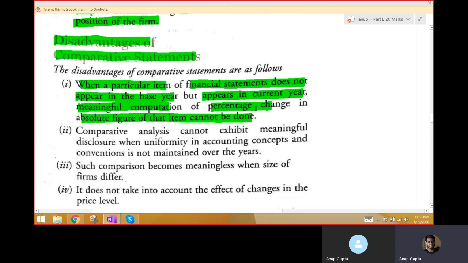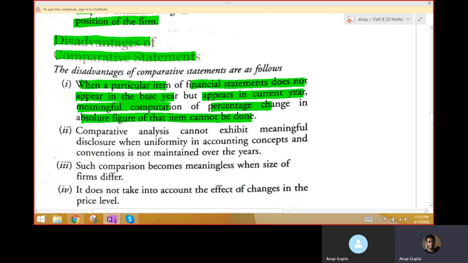The meaning of this disadvantage is, suppose a comparative statement is done for 2 years. Say in the previous year there was no long-term borrowing, just for example, and in the current year there was a long-term borrowing of 10 lakh. Since there is nothing in the previous year, all of a sudden an item appears in the current year. So the percentage change computation could not be seen, because if the item is not present in the base year, the changes cannot be seen.